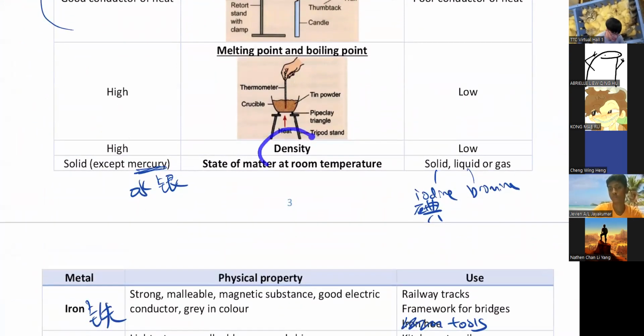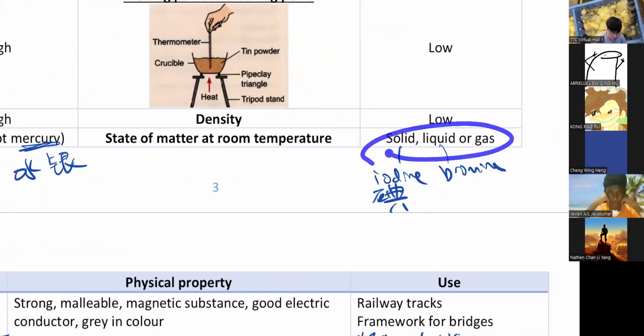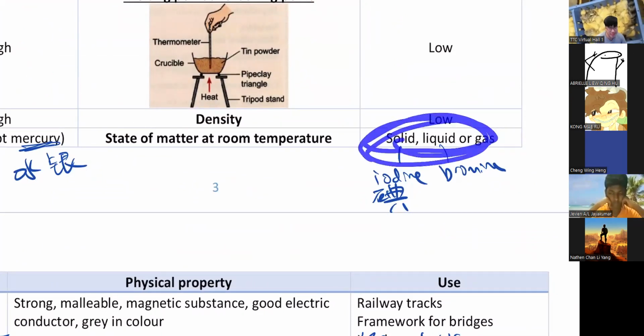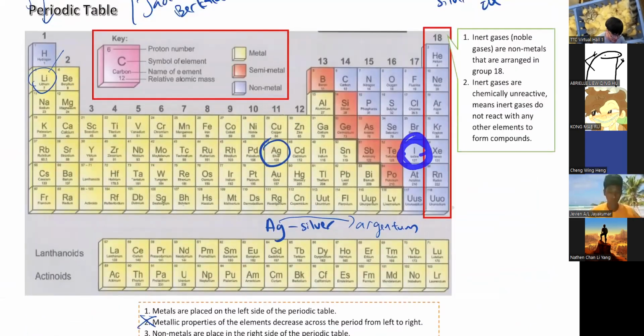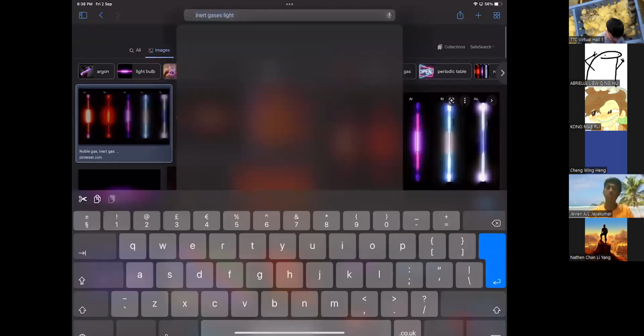Okay, so next, density. High and low. Metal will sink in water. Non-metal will float on water. State: all metals are solid except mercury. Mercury is the only metal that is liquid. But for non-metals, they can either be solid, liquid, or gas. They are funny. Like for example, iodine is a solid. Let me show you what is iodine. Okay, iodine.